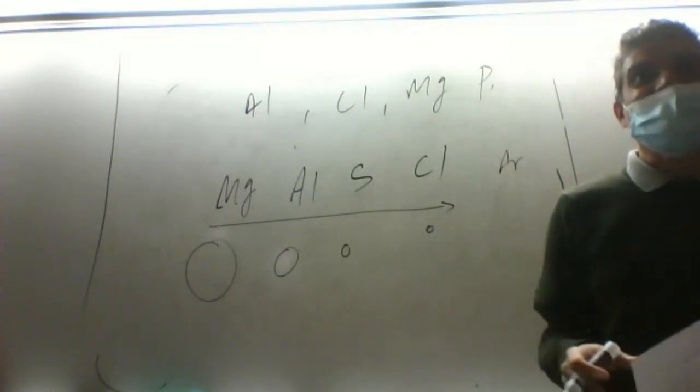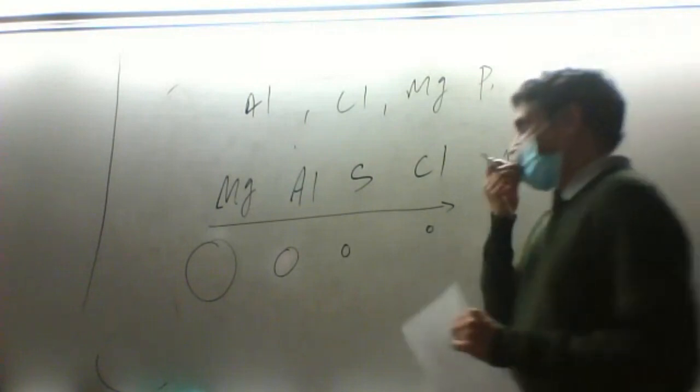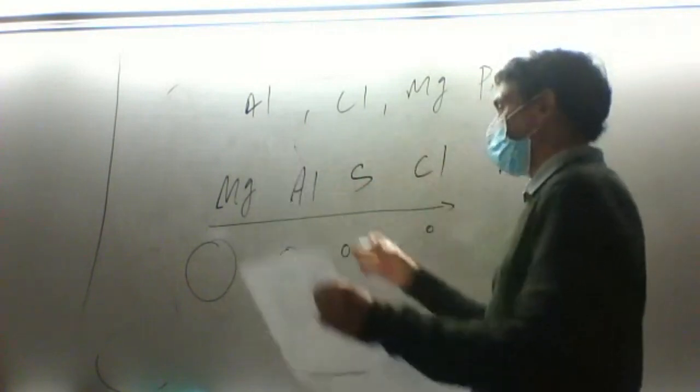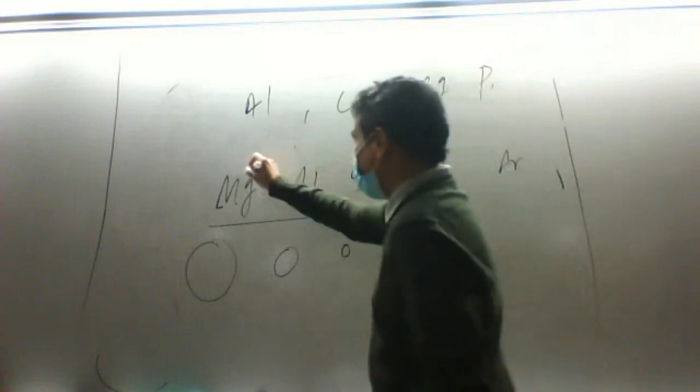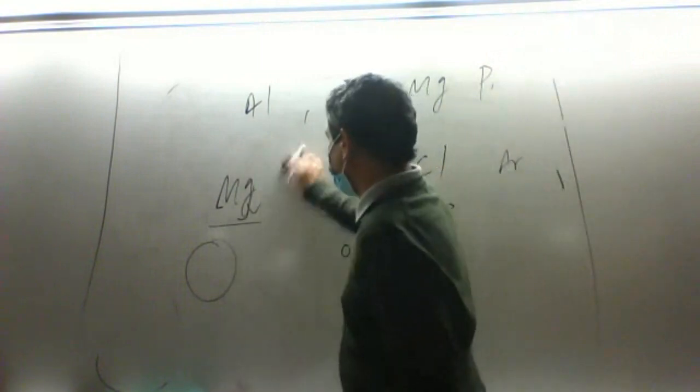It should not be confusing. It's pretty straightforward, right? So just arrange the elements in that period and see. The magnesium is the biggest element here.